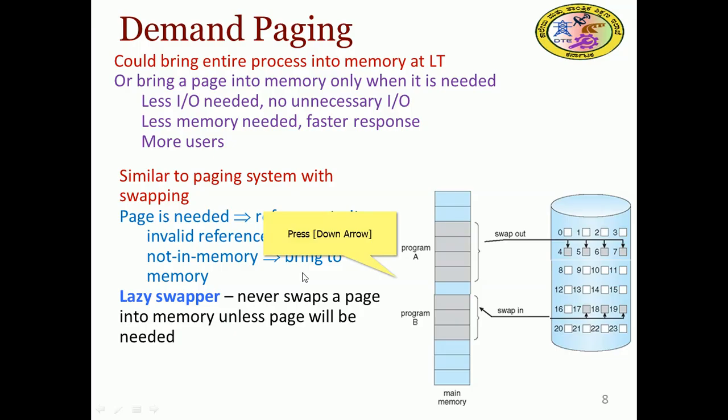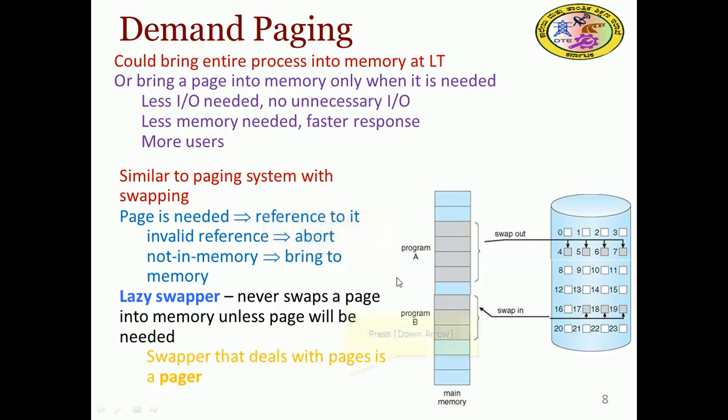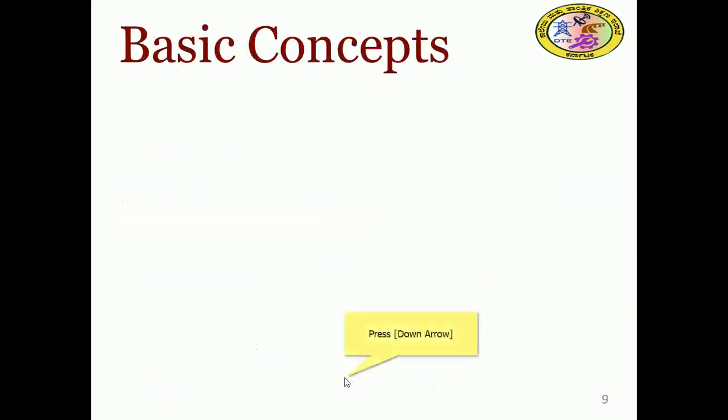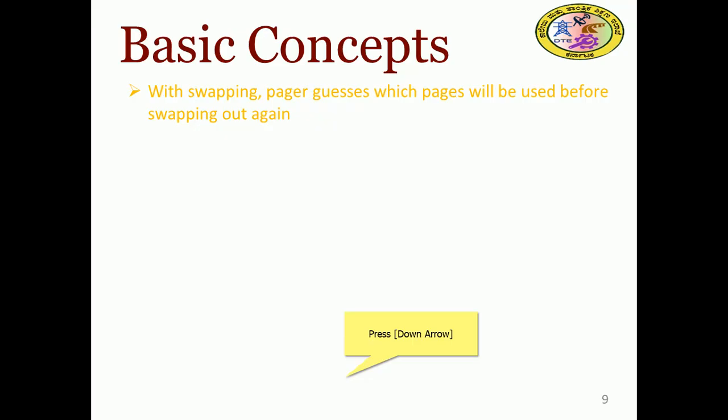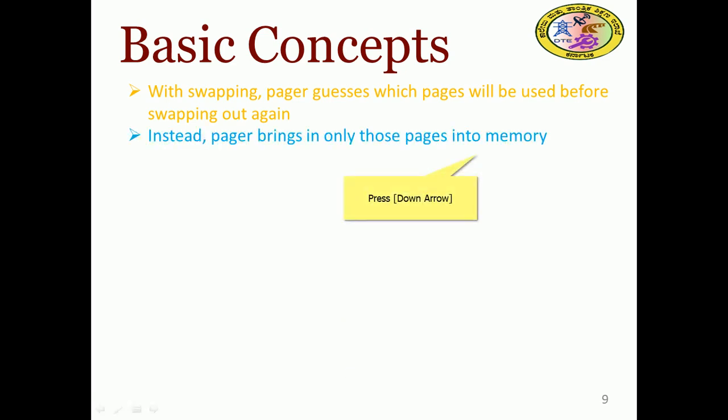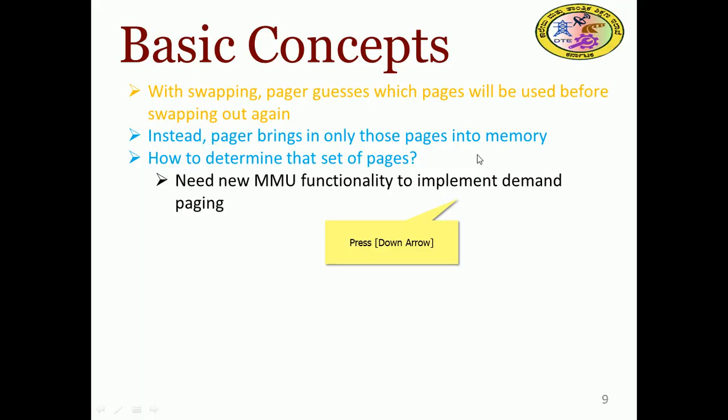So that is not need based, whereas demand paging is need based. The swapper that deals with pages is a pager. Concept of demand paging: with swapping, the pager guesses which pages will be used before swapping out again. So instead, the pager brings into memory only those pages. So how to determine that set of pages?